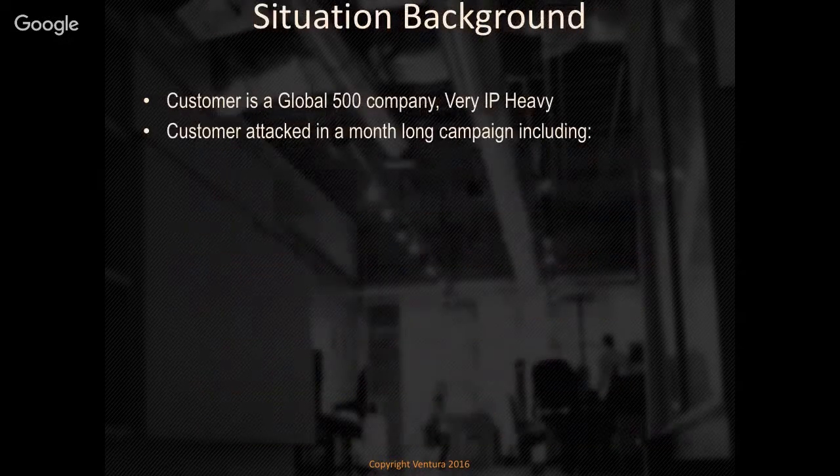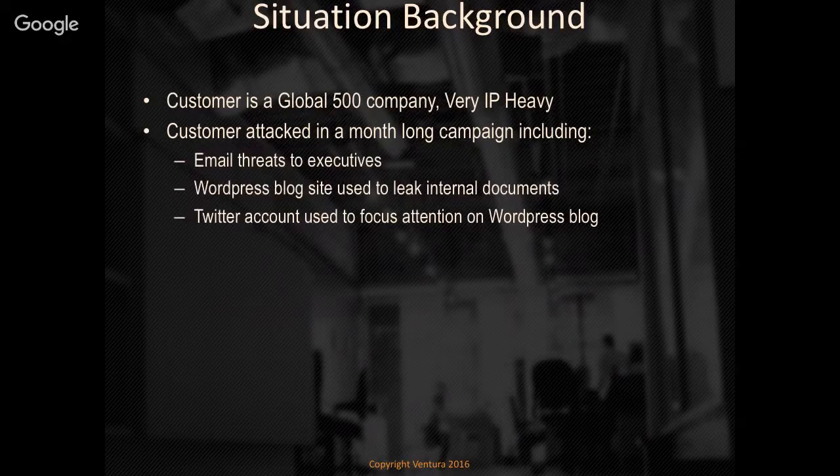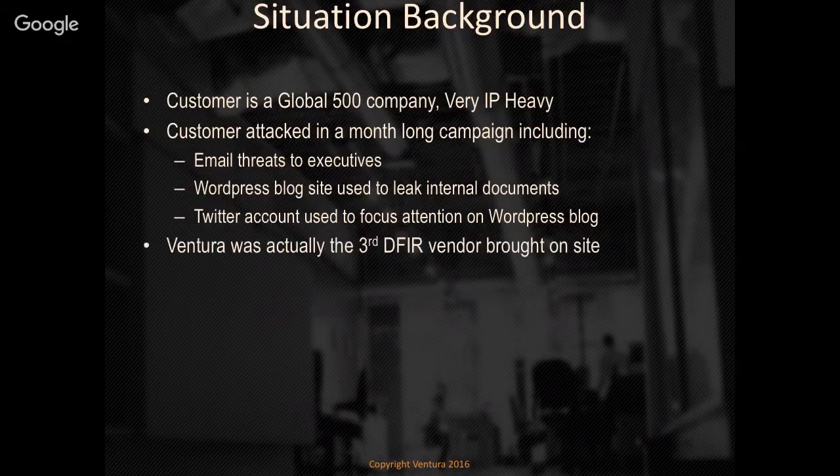All right, so let's talk about the situation. The customer is a Global 500 company. So actually an old school business, but it's actually very IP heavy. The customer was attacked in a month-long campaign. So what happened was they were getting email threats against their executives and their employees. A WordPress blog site was created and used to leak internal documents. And in addition, a Twitter account was being used to direct attention to the leaked documents. Okay, pretty serious. I mean, we're talking the CEO's job is in danger here.